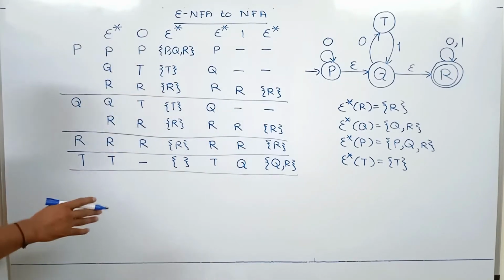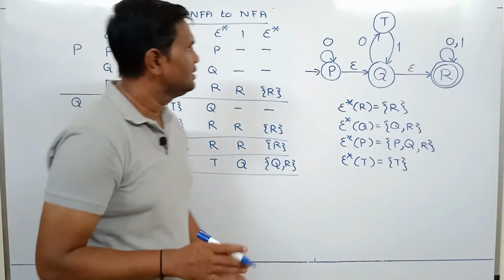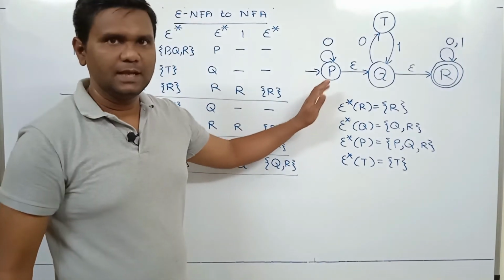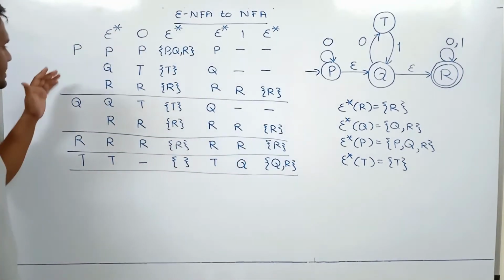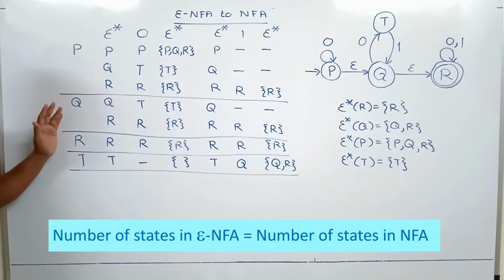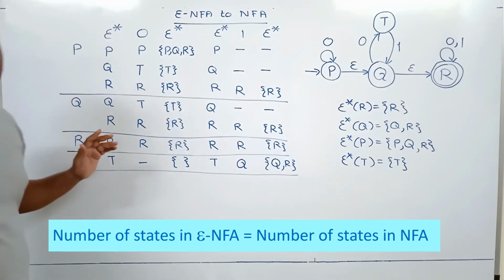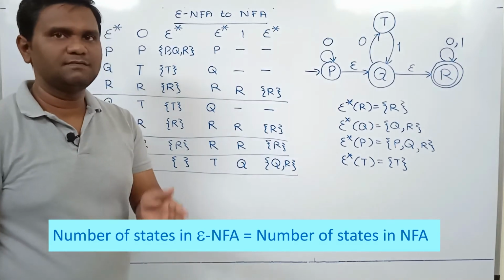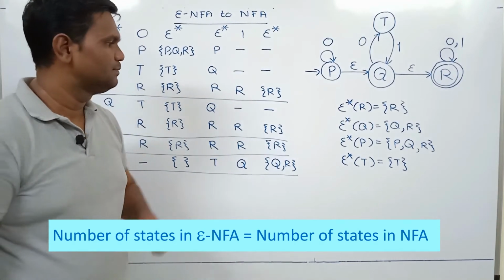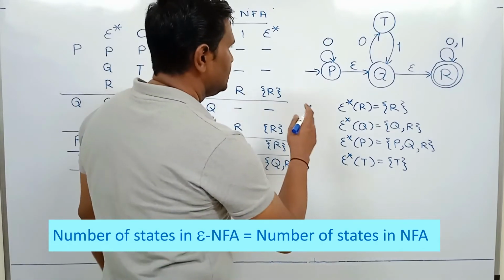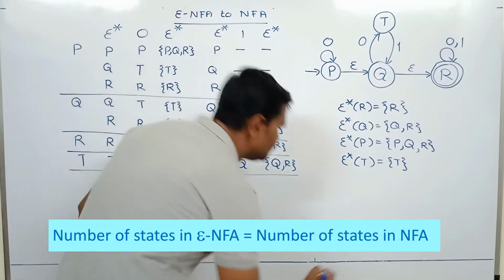So if you observe one thing, then states in epsilon NFA and states in NFA without epsilon transitions, they are exactly same. So initial state will be same. We will also see how to consider final states in NFA without epsilon. Now we will draw the transition diagram.